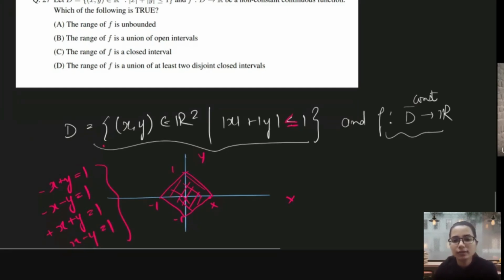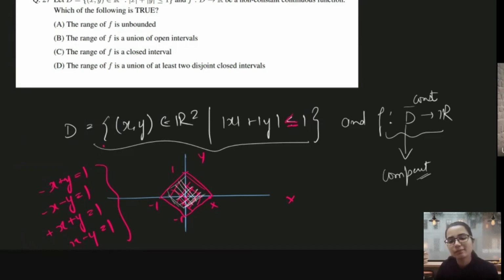So this domain is clearly a compact domain. Why? Because we are in R square, and still in real numbers, closed and bounded set means compact. Compact means closed and bounded. So this is a closed and bounded set, so this is a compact set, and a compact set will be mapped to a compact set.